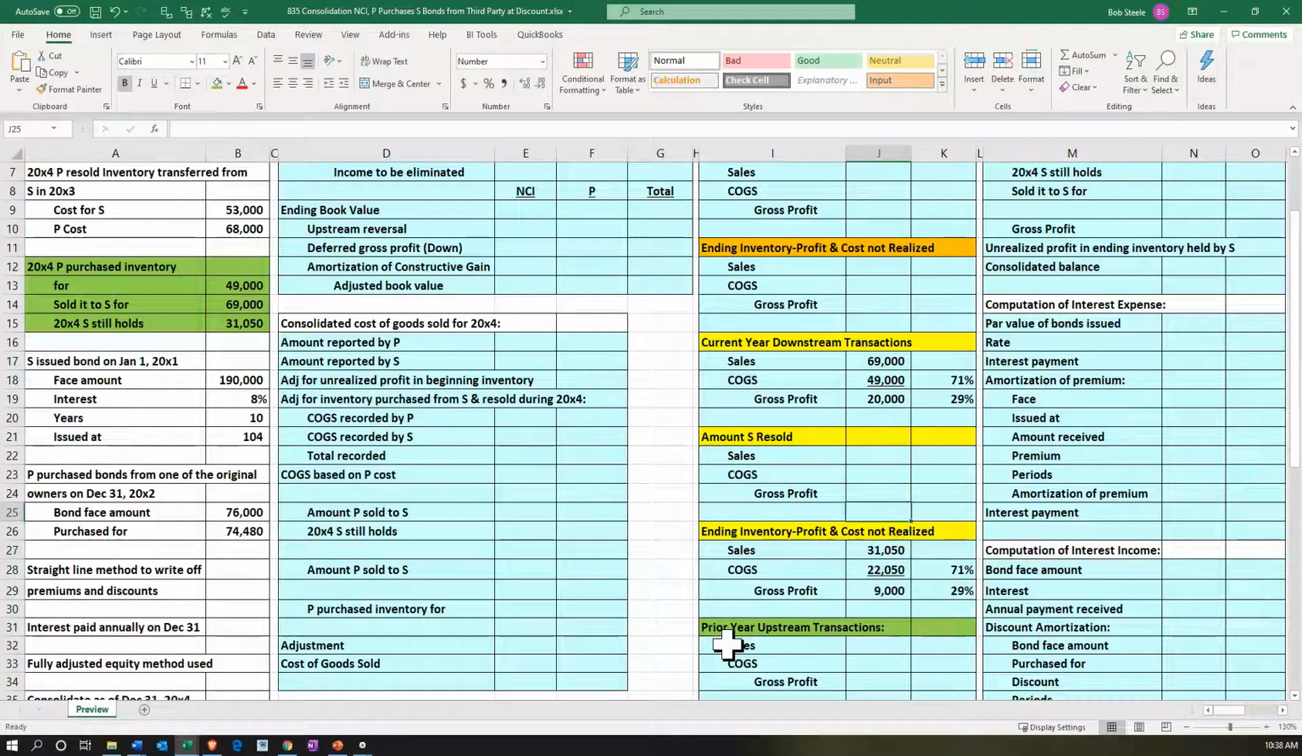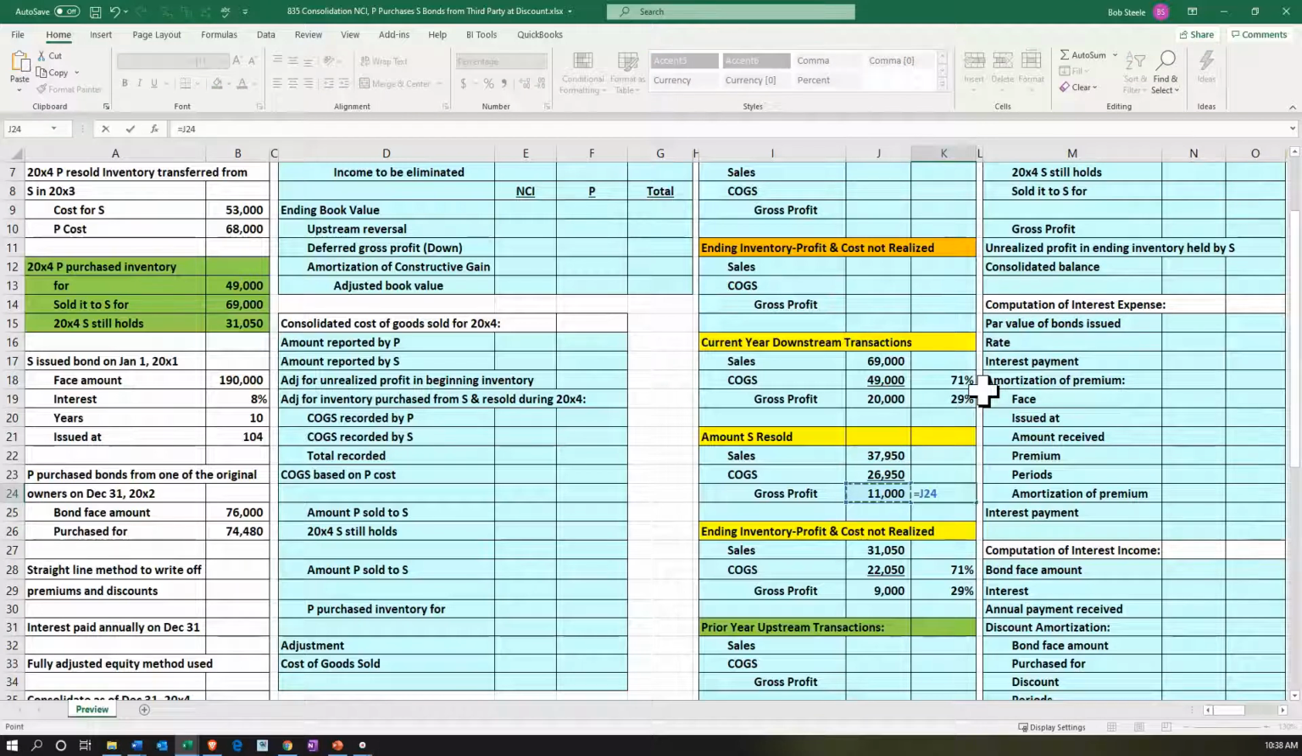Then I can figure out the amount that was resold, which would be the difference, or the 69,000 sales price minus the 31,050. And then again, I can multiply this times about 71%, or I could do the similar subtraction for the 49,000 minus the 22,050. And then I can calculate this, of course, multiple ways. I can double check to see that the gross profit is still the same, 11,000 over the 37,950, at the 29% about.